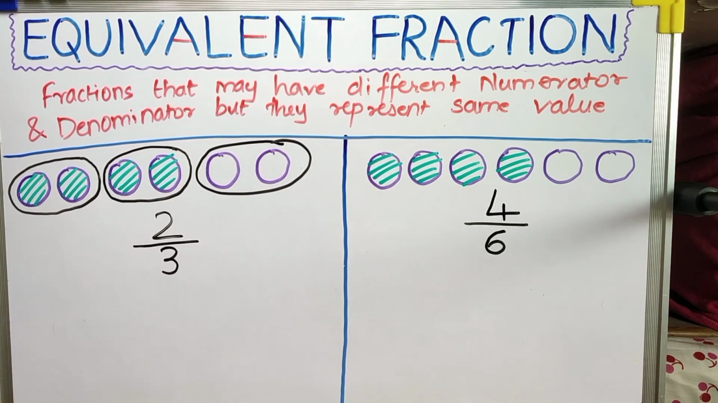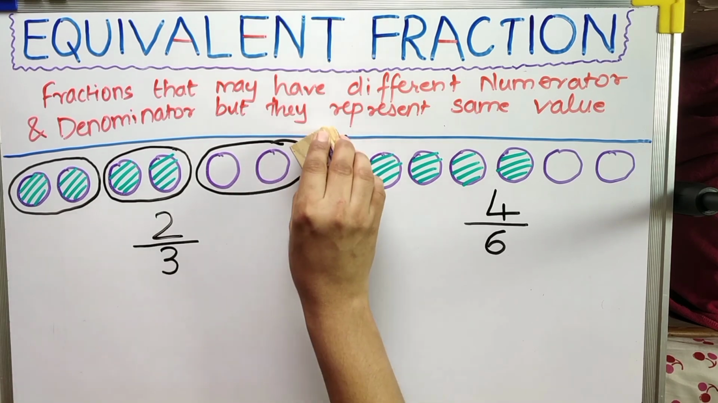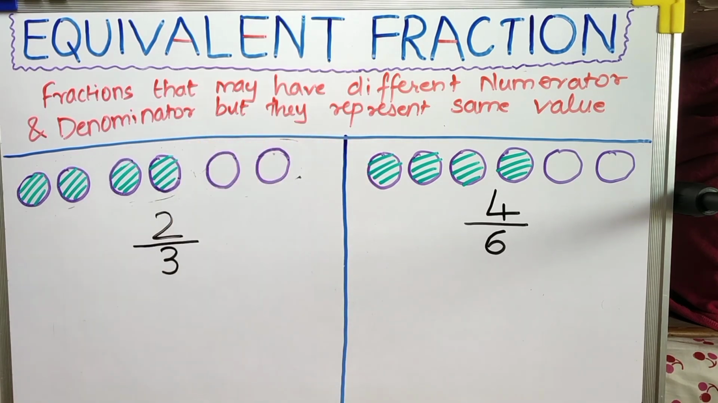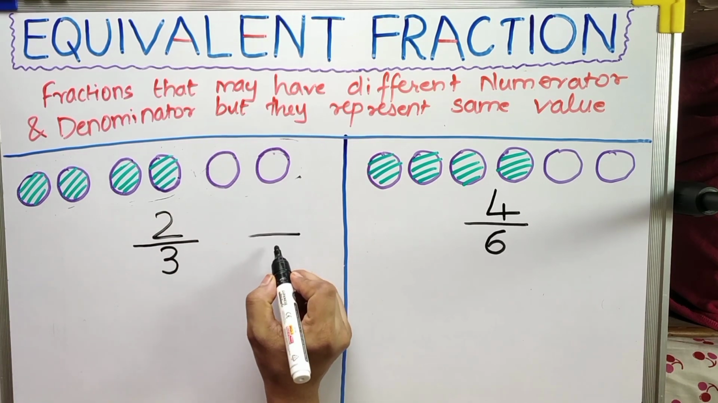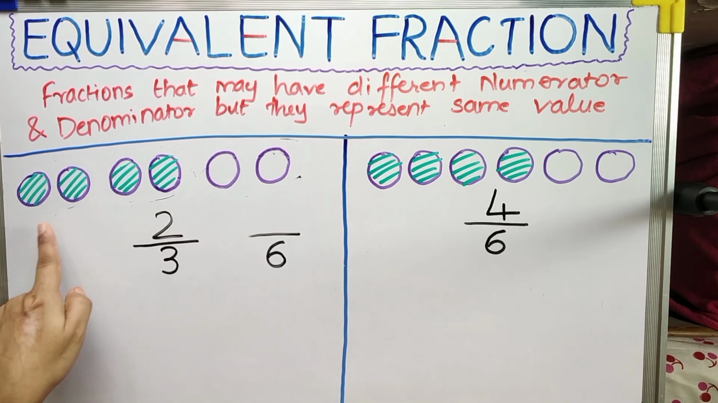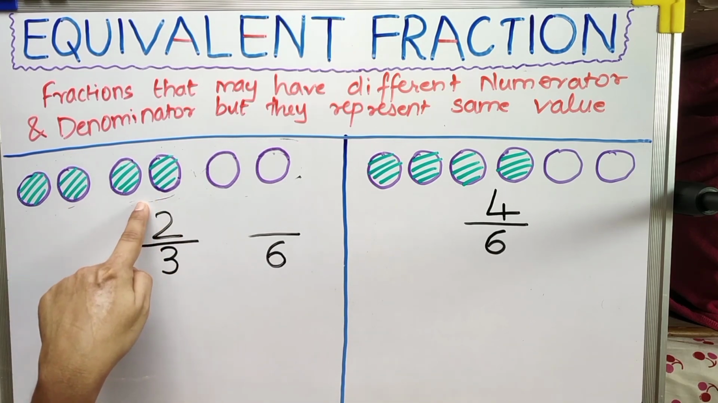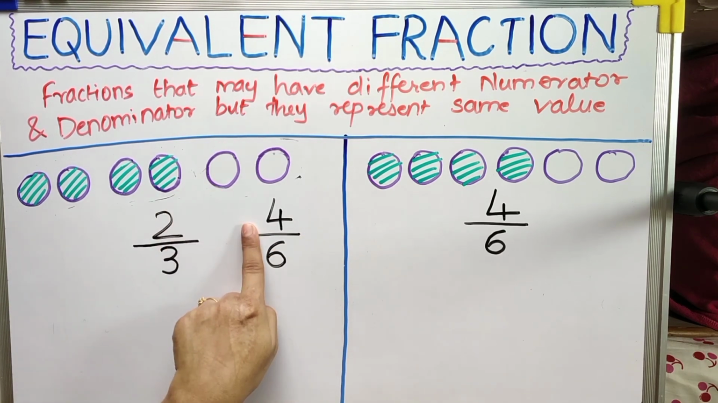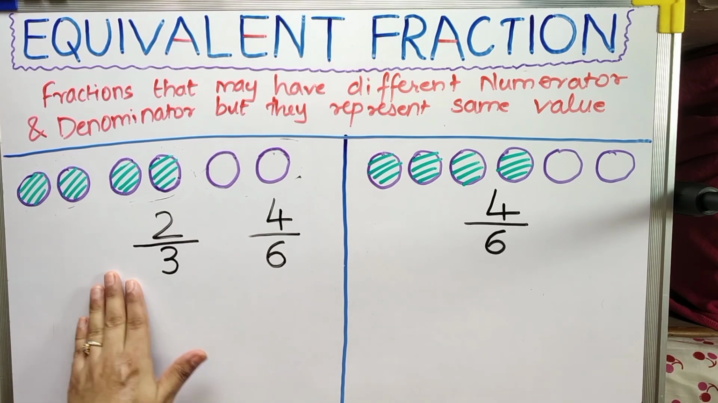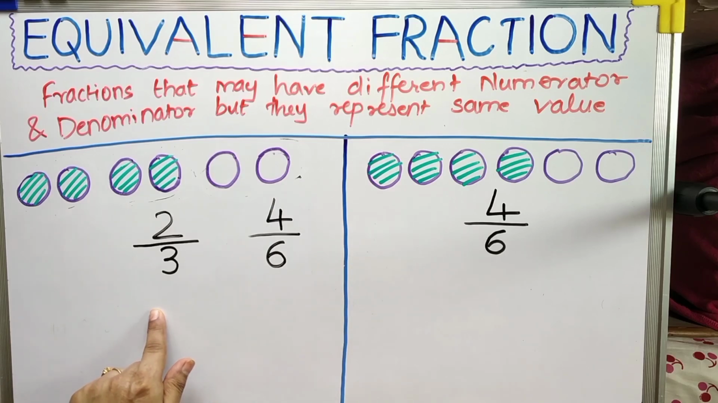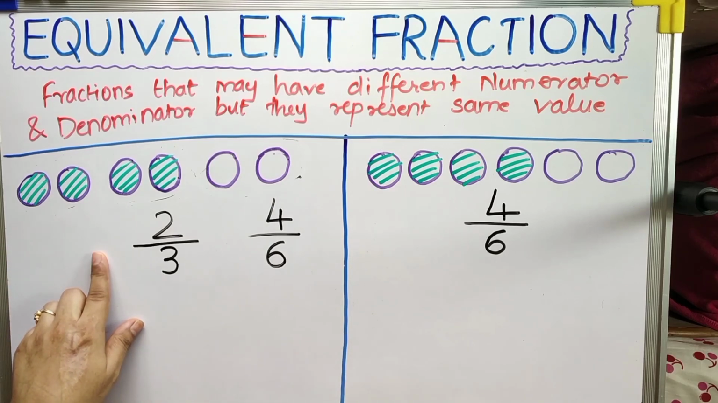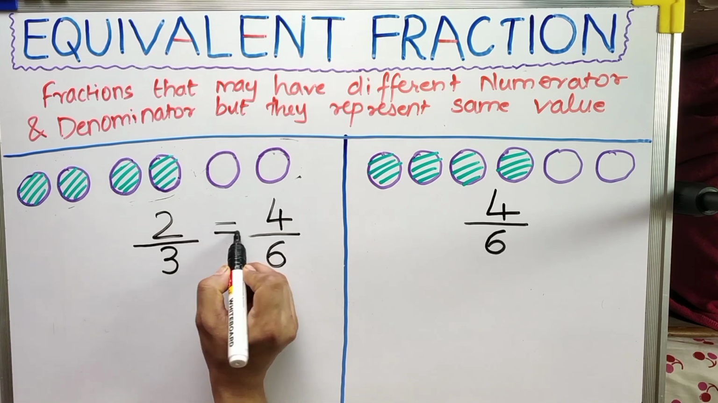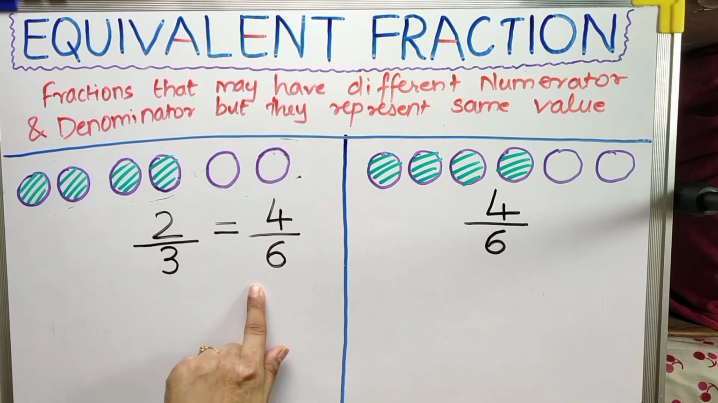But over here, if we remove the groups, then the total number of circles is 6. So, the denominator for this would be 6, and the number of shaded circles is 4. So, the numerator formed is 4, and the fraction formed here is 4 upon 6. So, in general, both the fractions are the same, and they are known as equivalent fractions, since 2 upon 3 is equal to 4 upon 6.